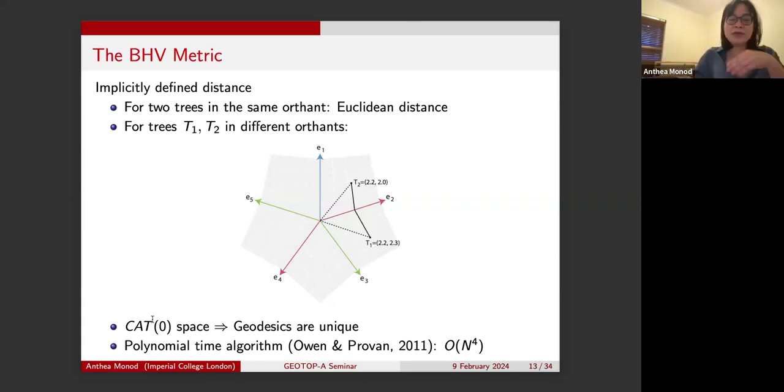So one thing to notice is that because orthants are always glued at right angles, this gives a particular geometric characterization to this tree space, and in particular, it's a CAT(0) space, which basically means that geodesics are unique. And in this case, there's a polynomial time algorithm proposed by Megan Owen and Scott Provan in 2011, which is still the fastest way to compute the distances between these two. In particular, it's quartic time in the number of leaves.